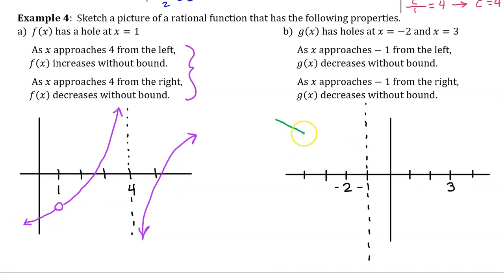As x approaches negative 1 from the left, g of x decreases without bound. And as x approaches negative 1 from the right, g of x decreases without bound. I keep saying f of x. It's g of x. So all I need is a hole at x equals negative 2 and a hole at x equals 3. So let me work that in. So this is one example of a graph that would satisfy all criteria.